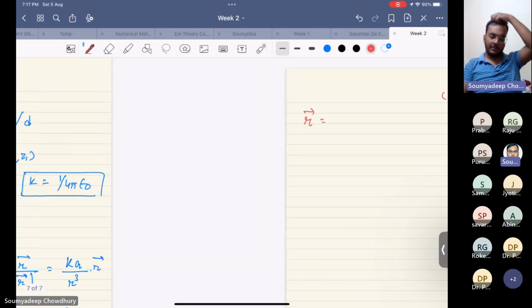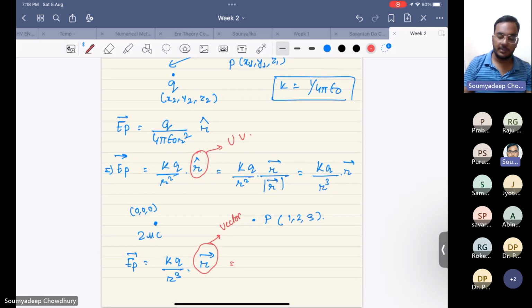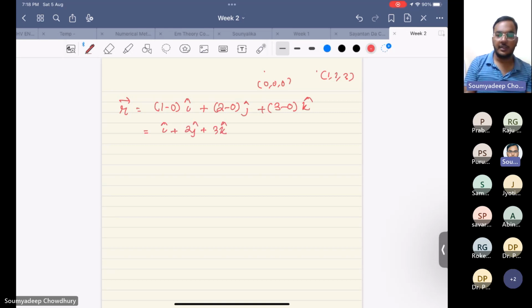So in calculation of field, basically what we take is source minus destination, right? Or it is destination minus source, sorry. So what is my destination here and what is my source here? My source is the point charge, right? So the point charge is at 0, 0, 0. And my destination, I'm trying to find the field at P, which is at 1, 2, 3. So basically my destination minus source. So it is (1 minus 0) into i cap plus (2 minus 0) into j cap plus (3 minus 0) into k cap. So it is i cap plus 2 j cap plus 3 k cap. Is it clear now?